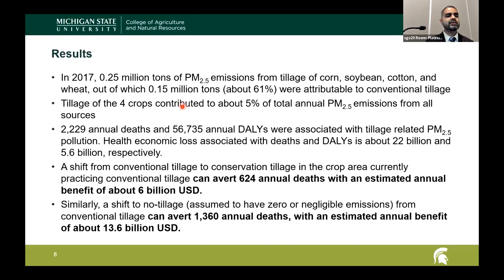So what are the key results? We found that in 2017, 0.25 million tons of PM2.5 emissions came from the tillage of these four crops, out of which 61% were attributable to the intensive form of tilling, which is conventional tillage.